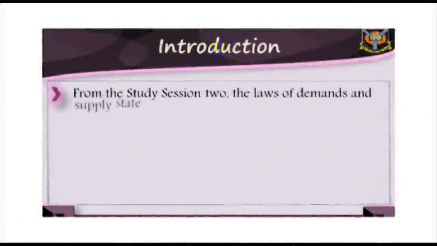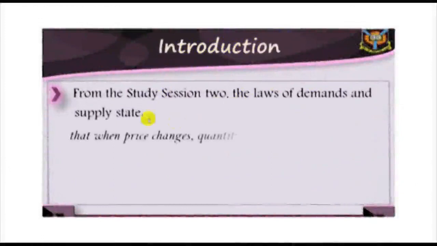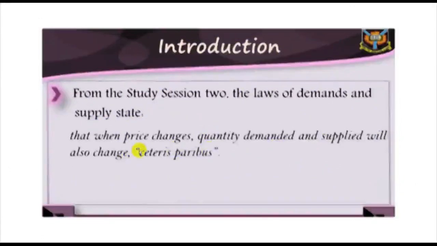Introduction. Going by our interaction in Study Session 2, the laws of demand and supply state that when prices change, quantity demanded and supply will also change, ceteris paribus. What this law fails to tell us, however, is the extent of change of either quantity demanded or supply to a little change in price.